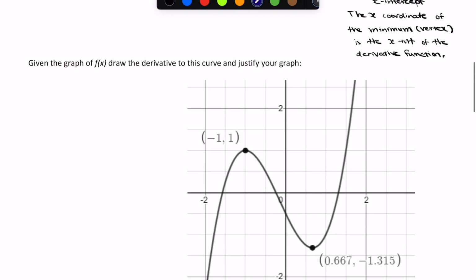Okay, so let's continue. It says, given the graph of f of x, draw the derivative to this curve and justify your answer.